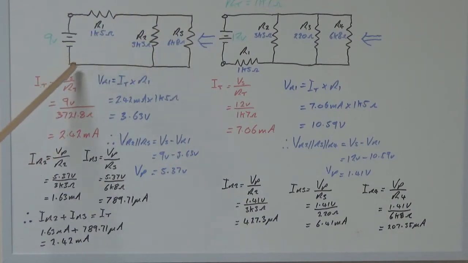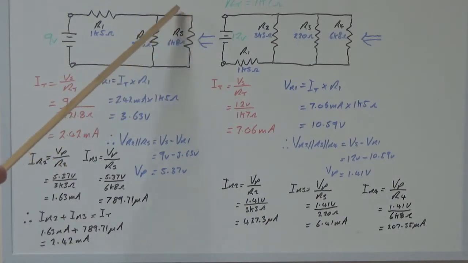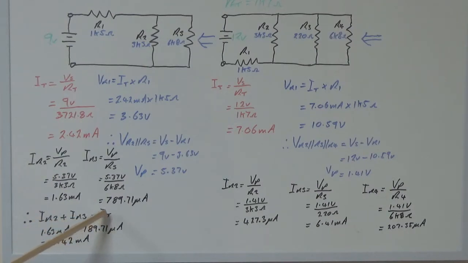Now, as a check, what we can do, because we know what current's leaving the battery and we know what's passing through these resistors, and we add all that up, it should come back to your total current. Now total current is 2.42 milliamps, and if we add the current through R2 plus the current through R3, we should end up with IT. So 1.63 milliamps plus 789.71 microamps is going to give you close to 2.42 milliamps. It's slightly short, but it's just rounding errors when you're doing the calculations.